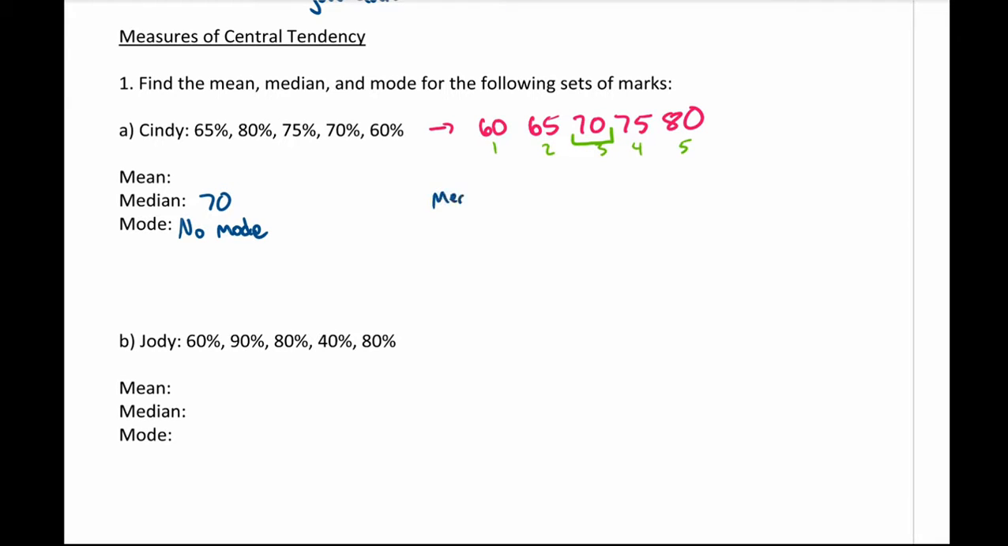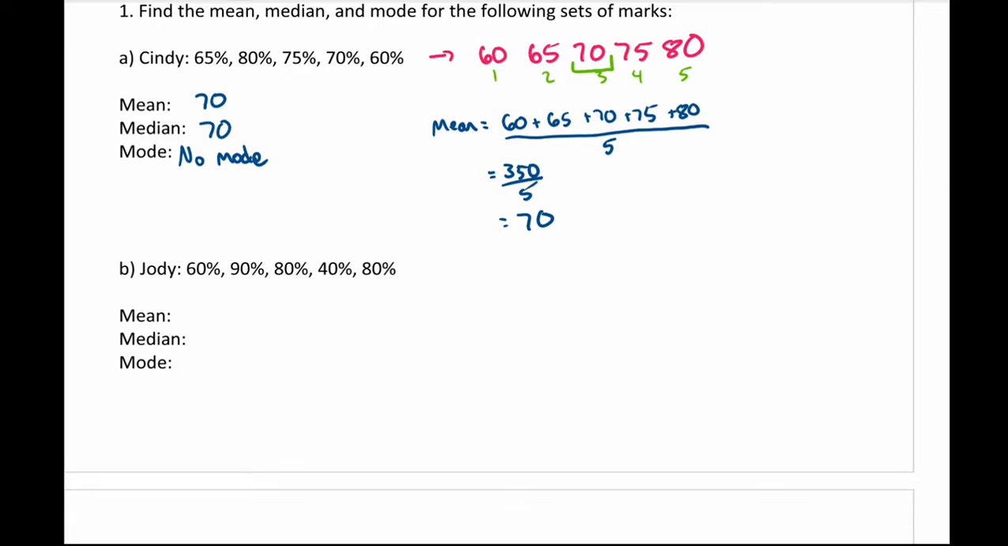To find the mean, we have to add all of our numbers up. So 60 plus 65 plus 70 plus 75 plus 80, and divide them all by how many numbers we have. So in this case, 5. We should get 350 divided by 5, which is 70. So that means our mean is 70, or our average is 70.